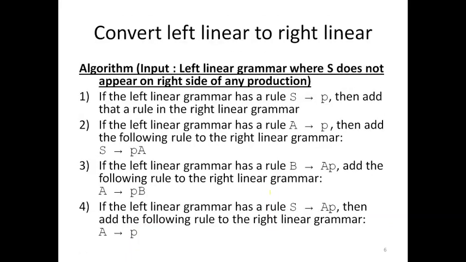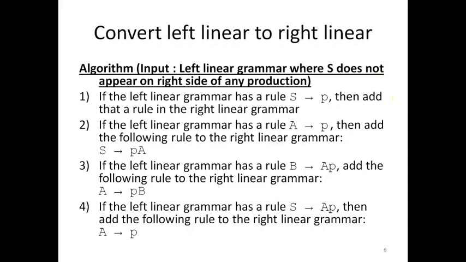Okay. Now let's see what the rules are for converting a left linear grammar to a right linear grammar. We look at the productions corresponding to the start symbol, as well as the productions corresponding to all other non-terminals except the start symbol, separately.